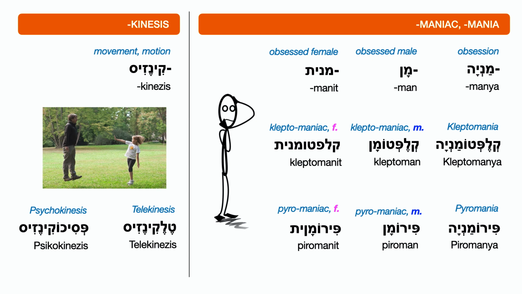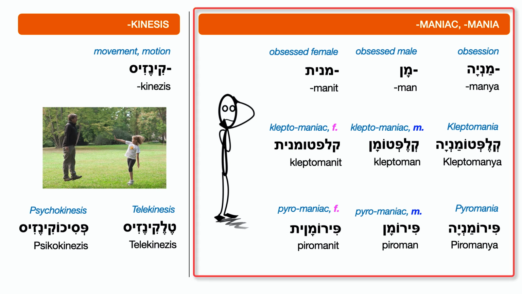How about mania or maniac? So to refer to an obsession, the suffix is mania. To refer to an obsessed male, it ends with man. And if it's an obsessed female, the suffix is manit.